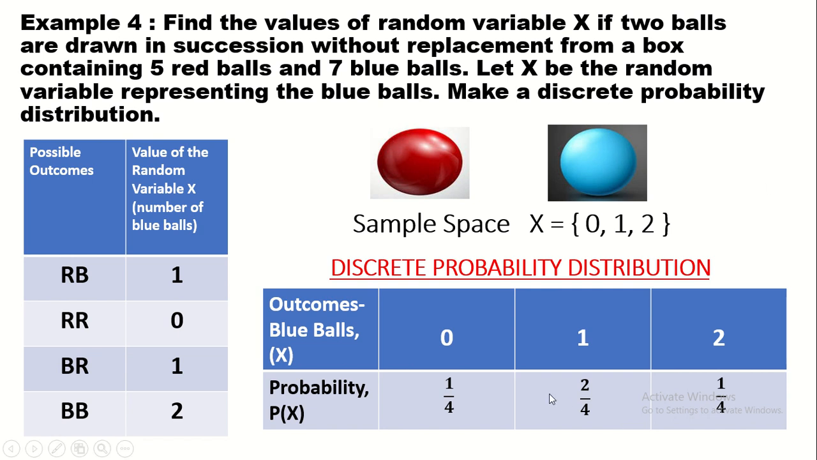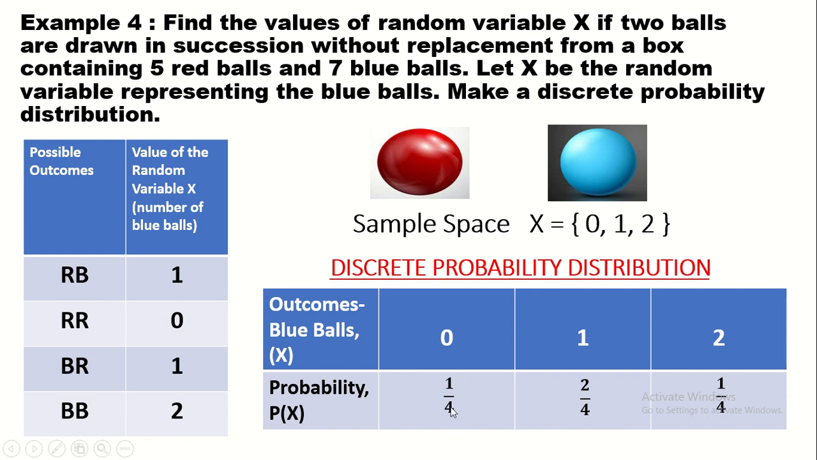Pangalawang property, dapat daw yung P of x natin ay hindi siya bababa sa 0. Ano nga lang bang bumababa sa 0? Yung mga negative sign na numbers. At hindi rin dapat siya tataas sa 1.1 pataas. Dapat in between siya ng 0 at 1 lang. So these are all positive. So pasok na siya.